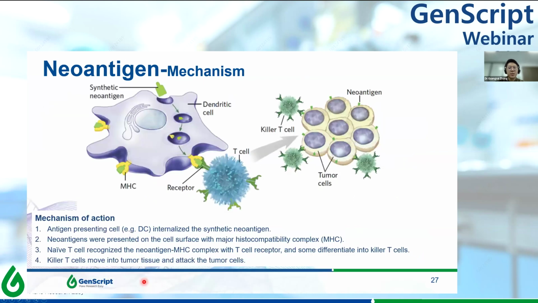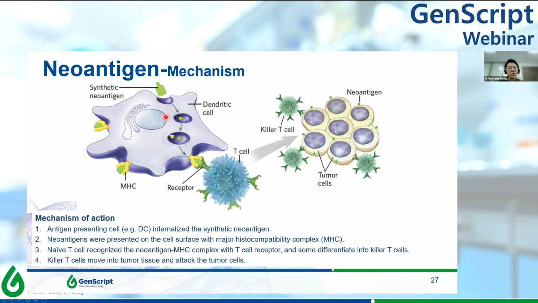And then let's talk about something boring, the mechanism of the neoantigen. The mechanism of the neoantigen's action is that antigen-presenting cells, such as DC cells, internalize the synthetic neoantigen, which is over here, and it gets into the cells to combine with the MHC. As we can see, the neoantigen is presented on the cell surface with the major histocompatibility complex, which we call the MHC.